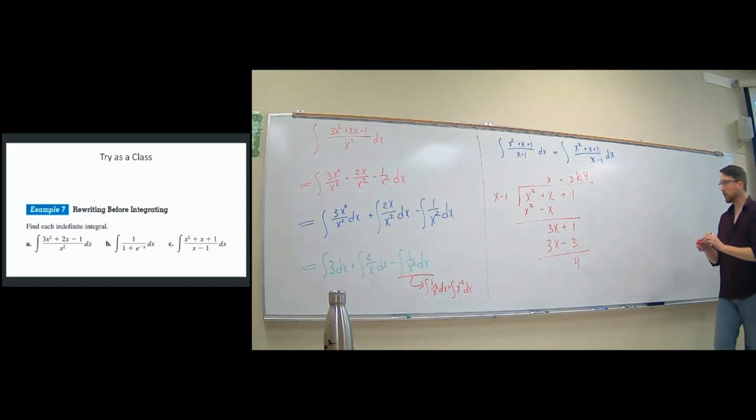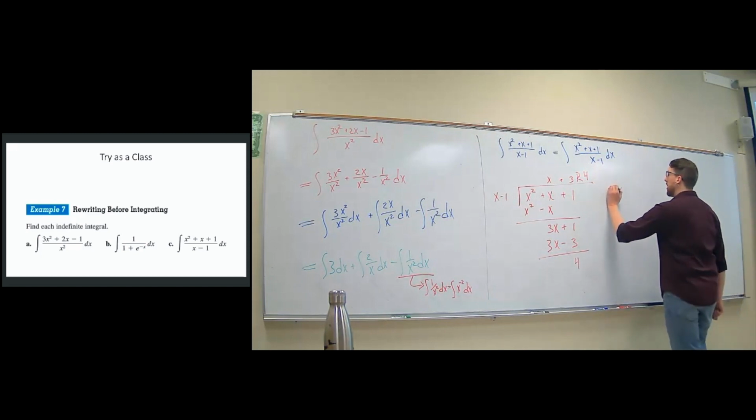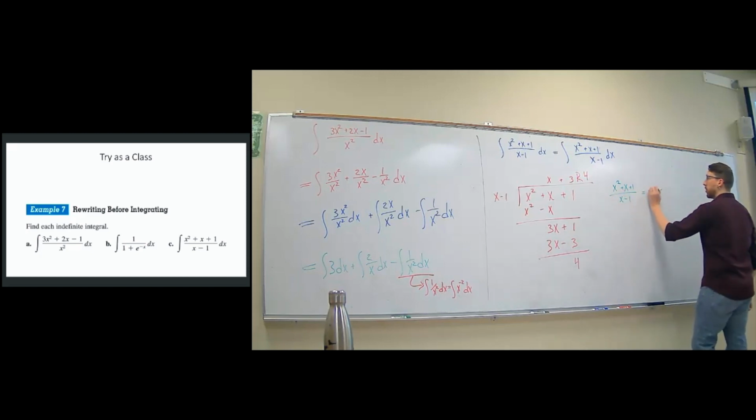So what this tells us, using long division, is that x squared plus x plus 1 divided by x minus 1 is equal to x plus 3 plus 4 over x minus 1.